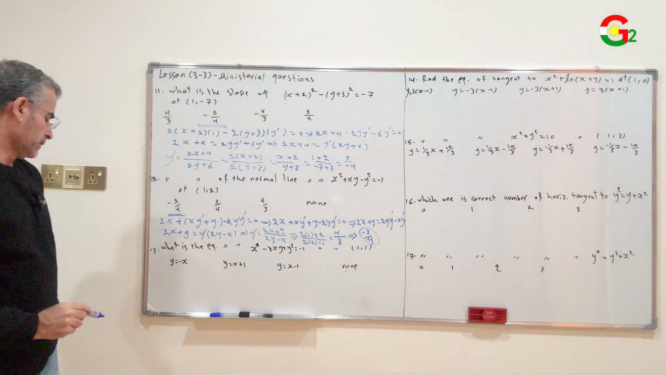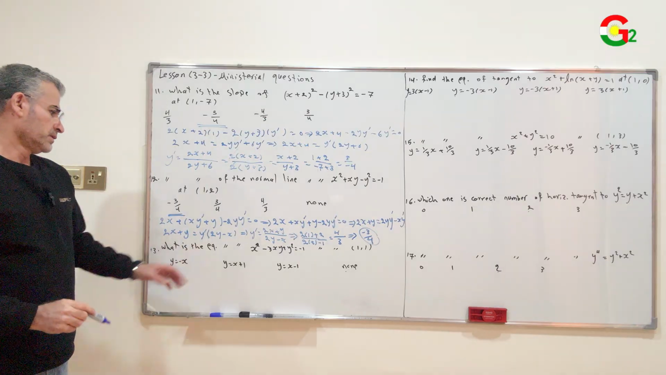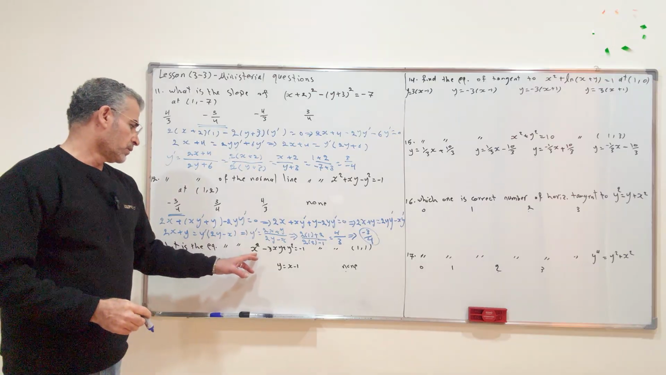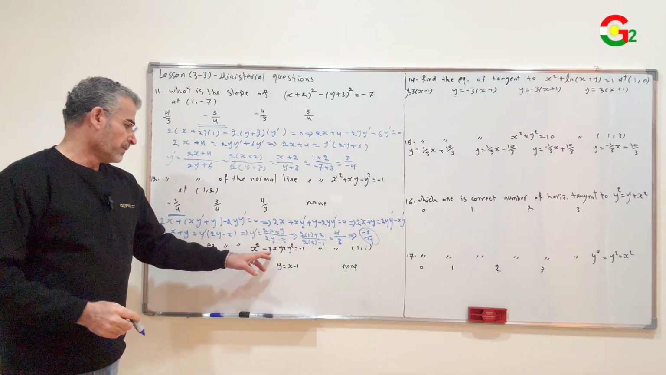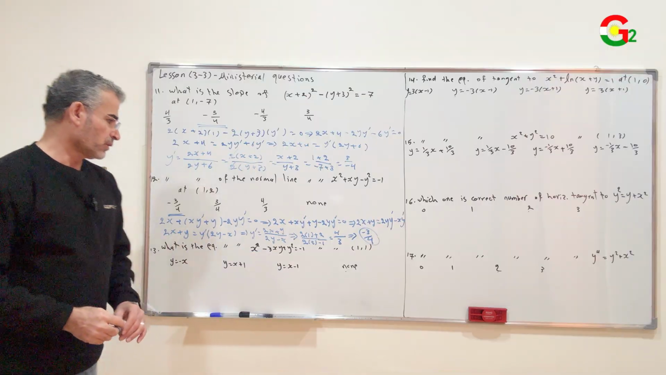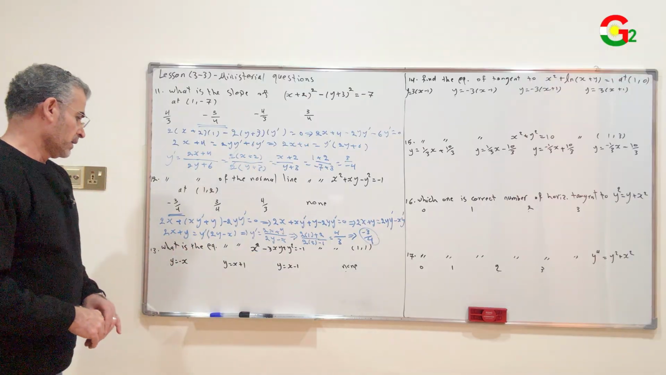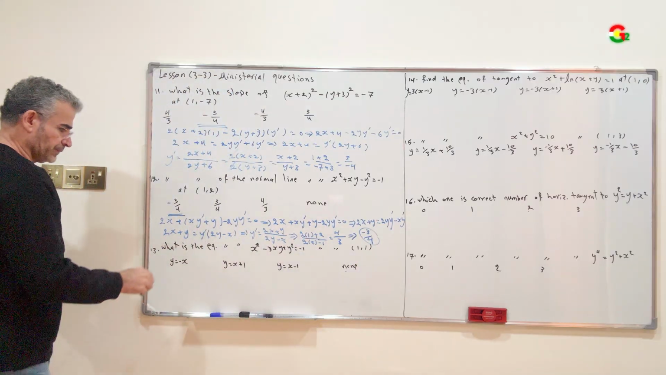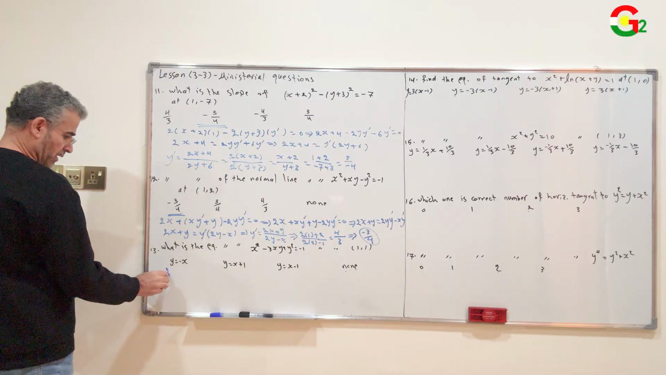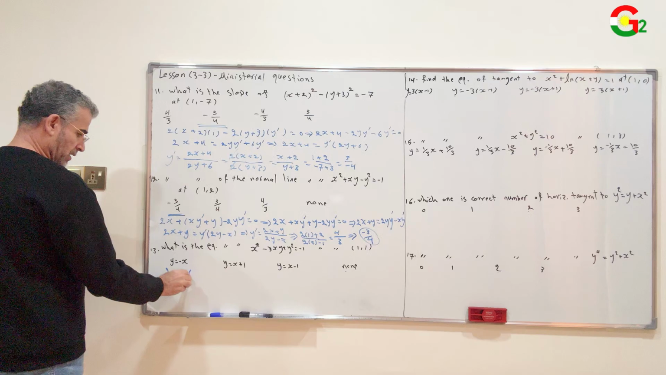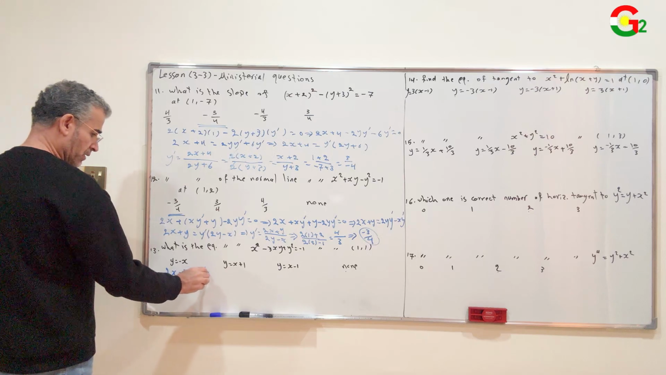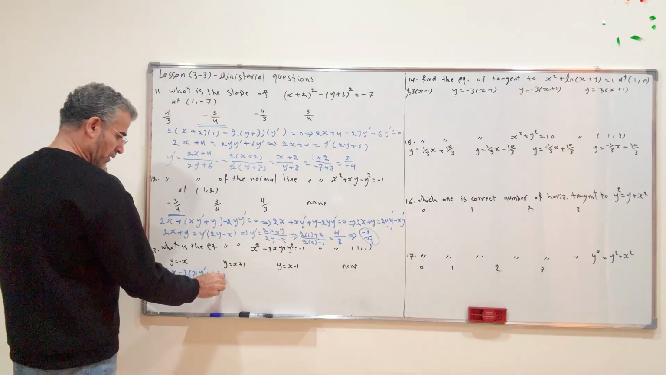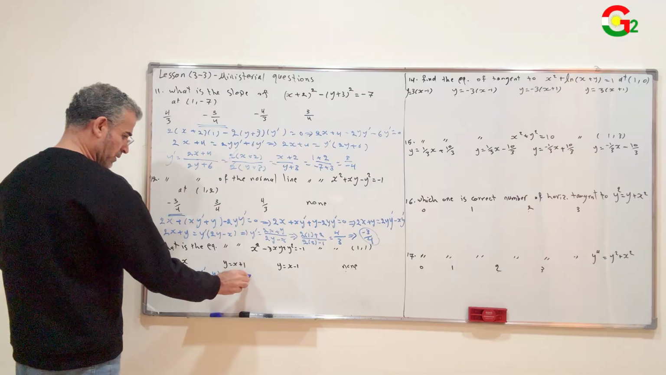Choice A. What is the equation of the normal line to the curve x power 2 minus 3xy plus y power 2 equals negative 1? First, we find the slope and we have the point. Then we can find the equation. Differentiate both sides with respect to x. 2x minus 3, first one times the derivative of the second one, plus the second one times the derivative of the first one, plus 2y prime equals 0.